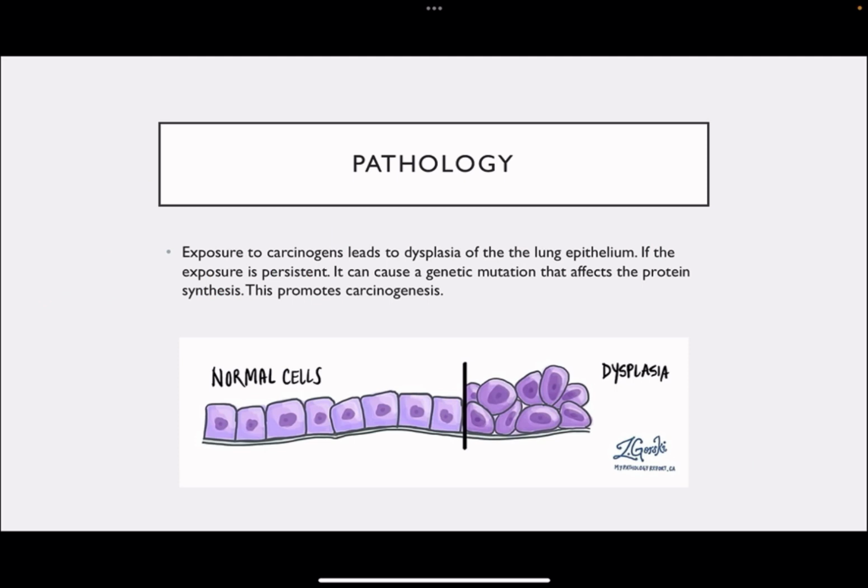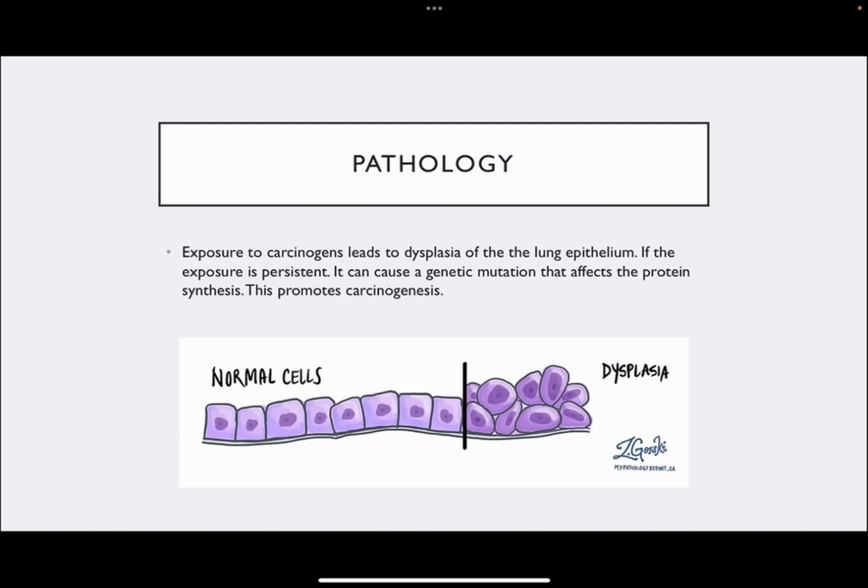Pathology of lung cancer is an exposure to carcinogens that lead to dysplasia of the lung epithelium. If the exposure is persistent, it can cause a genetic mutation that affects the protein synthesis. This causes the formation and growth of cancer. I included a picture of what normal cells will look like when compared to dysplasia.